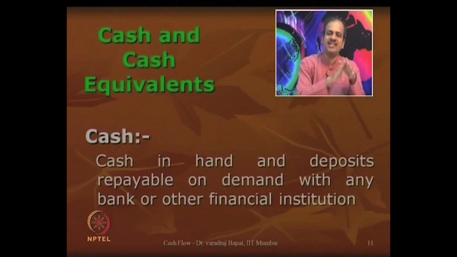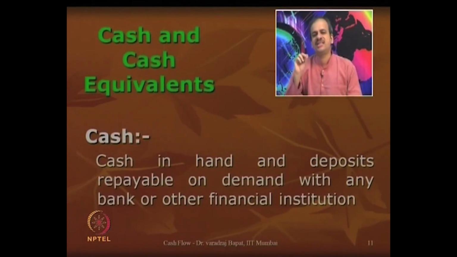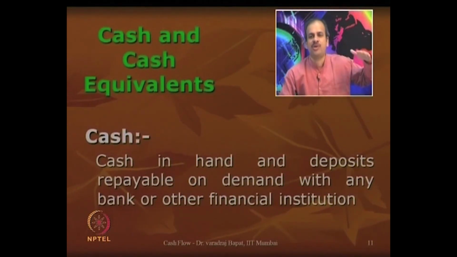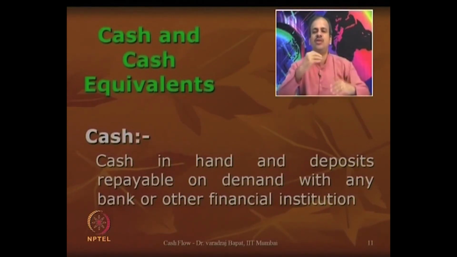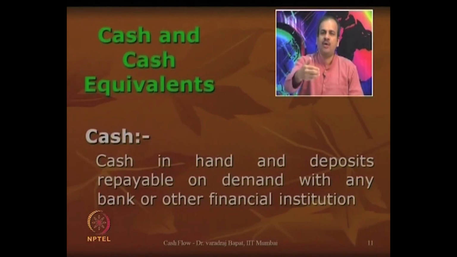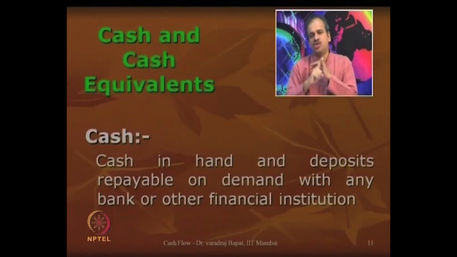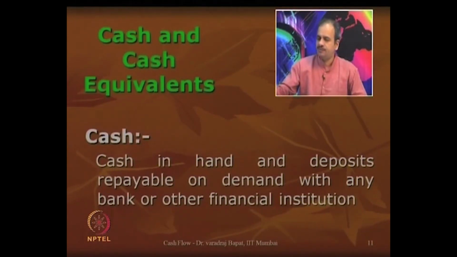Cash includes cash in hand, and deposits repayable on demand with any bank or financial institution. That is what are bank balances. But it may not include balances in fixed deposits. It should be balance in your current account or savings account, because you can withdraw it anytime. Okay. So, in short, it is cash balance plus bank balance.